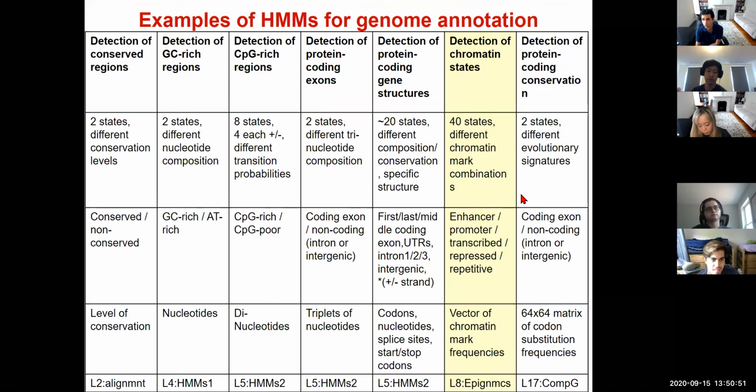Okay? But I wanted to lead you with this, and also to detect protein coding conservation, we've also built a two-state hidden Markov model that captures different evolutionary signatures of those states to distinguish protein coding exons from non-coding exons based on a 64 by 64 matrix of codon substitution frequencies. And we're going to talk about this in the comparative genomics lecture, and the epigenomics lecture. Okay?